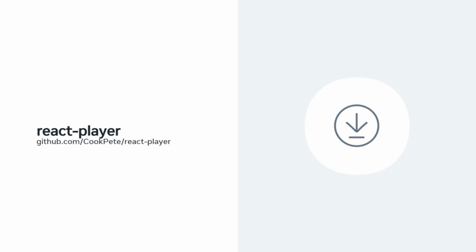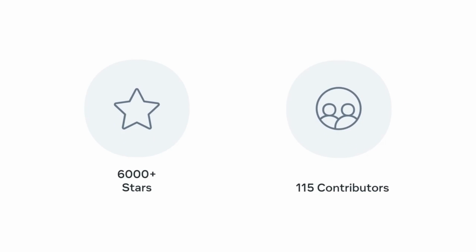Visit the package's GitHub URL at github.com/cookpete/react-player. You'll find that the React Player package has over 6,000 stars, about 115 contributors, and that it's regularly maintained. So, what is the meaning of the stars? When a developer visits any repository on GitHub, they can show their appreciation of the project by clicking the star button. This is known as starring a repo.